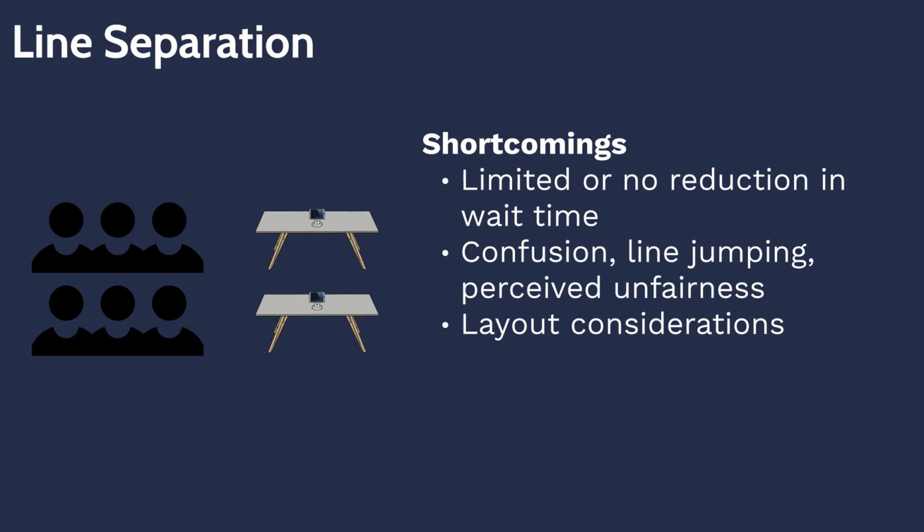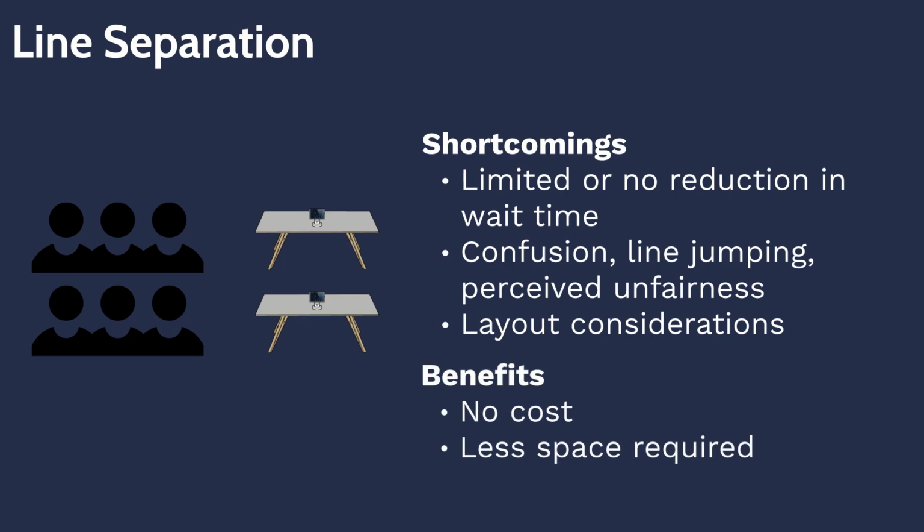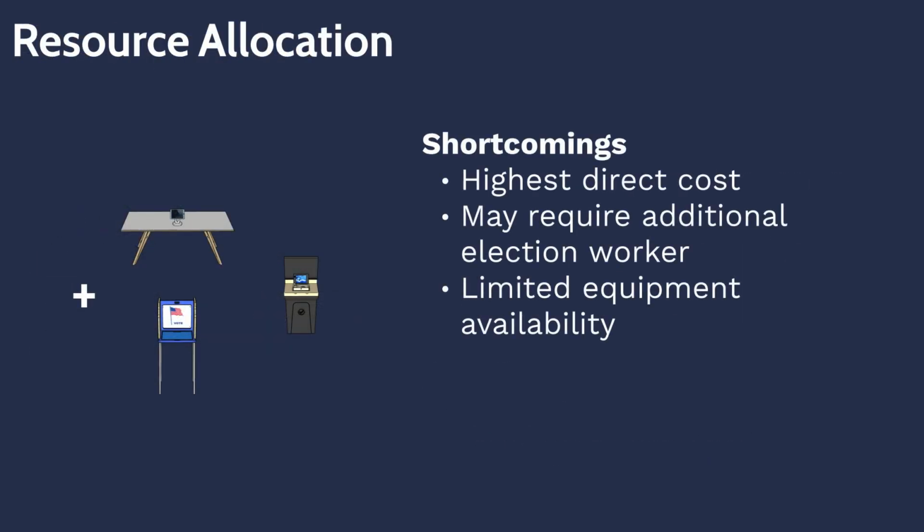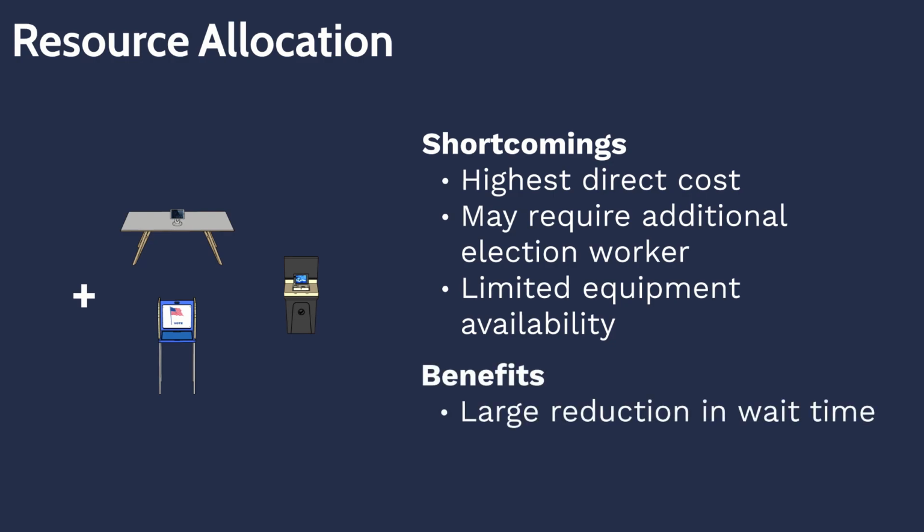One positive of this method is the reduction in space required for 2 lines as opposed to a single line. This may result in fewer voters waiting outside of a polling location and could possibly encourage potential voters to join the line. Increasing voting equipment allocations requires the highest direct cost to implement. However, when possible, allocating additional voting equipment is the most effective method for reducing lines. By increasing voting equipment at the point of longest delay, voter wait times can be substantially reduced.